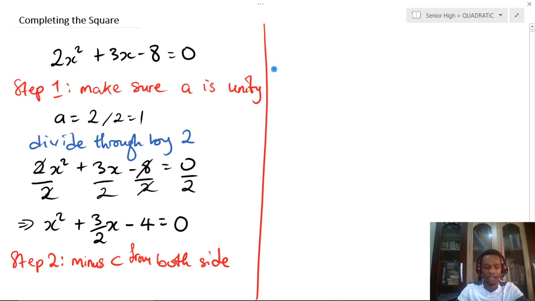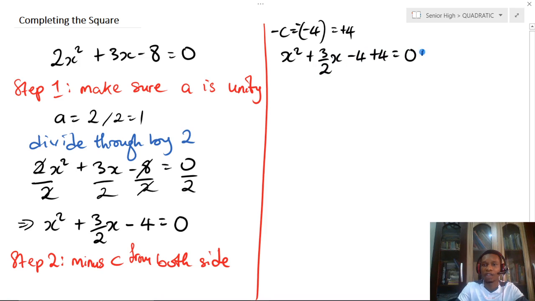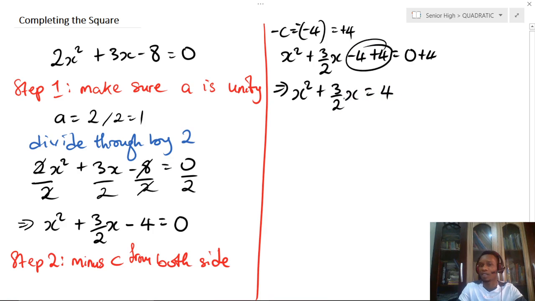If we're to minus c from both sides, notice that our c was -4 and we minus it again, we just put minus c, right? That becomes minus times minus, and that gives us +4. So it's like saying we're adding +4 to both sides. So that will be x squared plus 3/2x minus 4 plus 4 is equal to 0 plus 4, and that will give us x squared plus 3/2x is equal to 4, because this entirely cancels out.